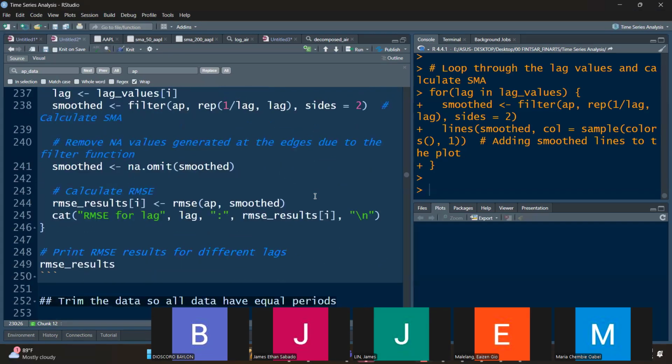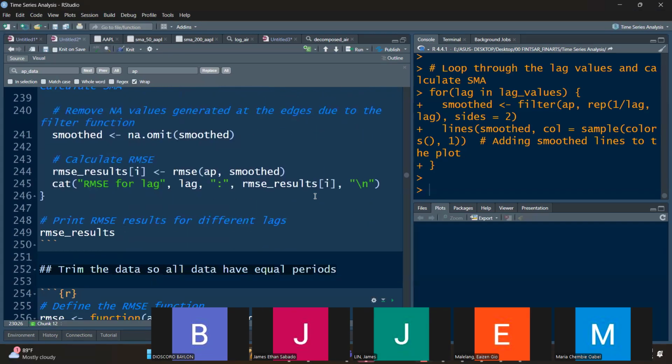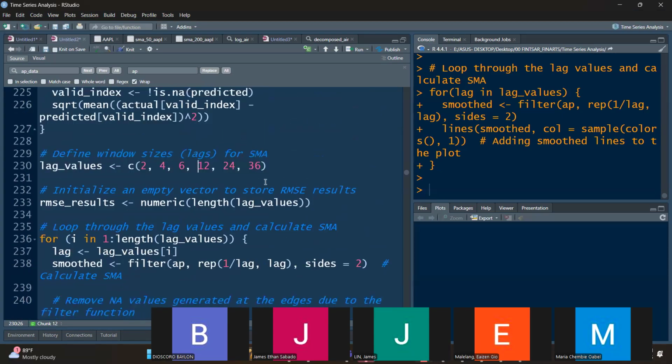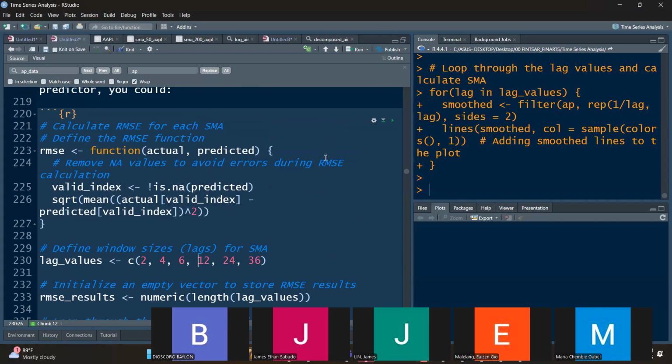Okay, and then we will print the results for your RMSE for lags 2, 4, 6, 12, 24, 36. And we could guess really with certain accuracy that the SMA2 will be the one that has the least amount of RMSE error. Okay, come on, run.